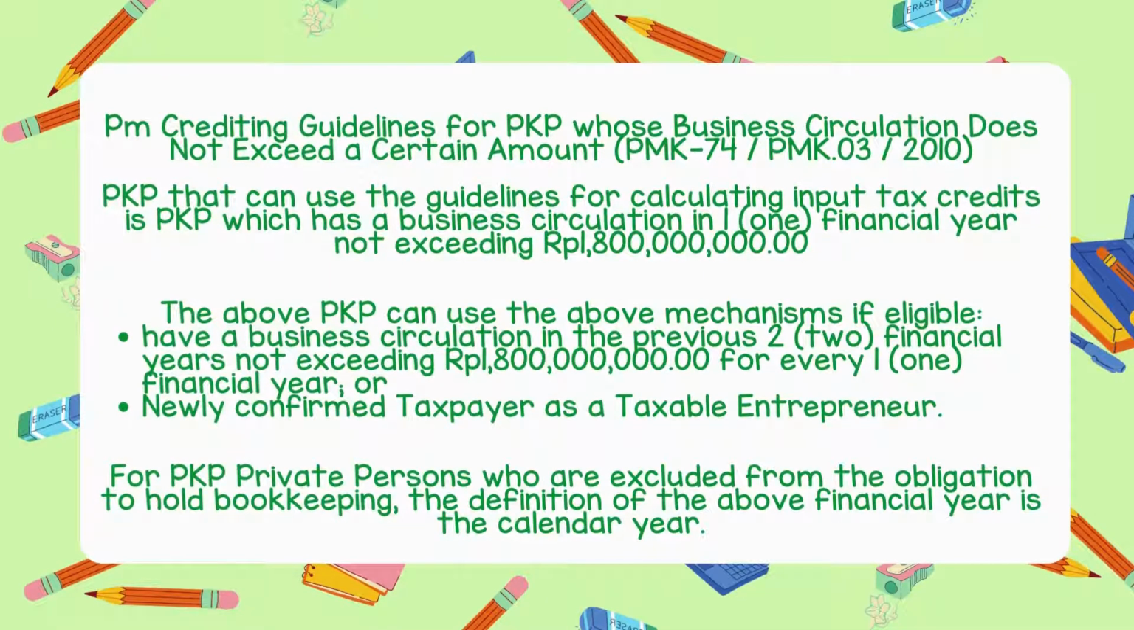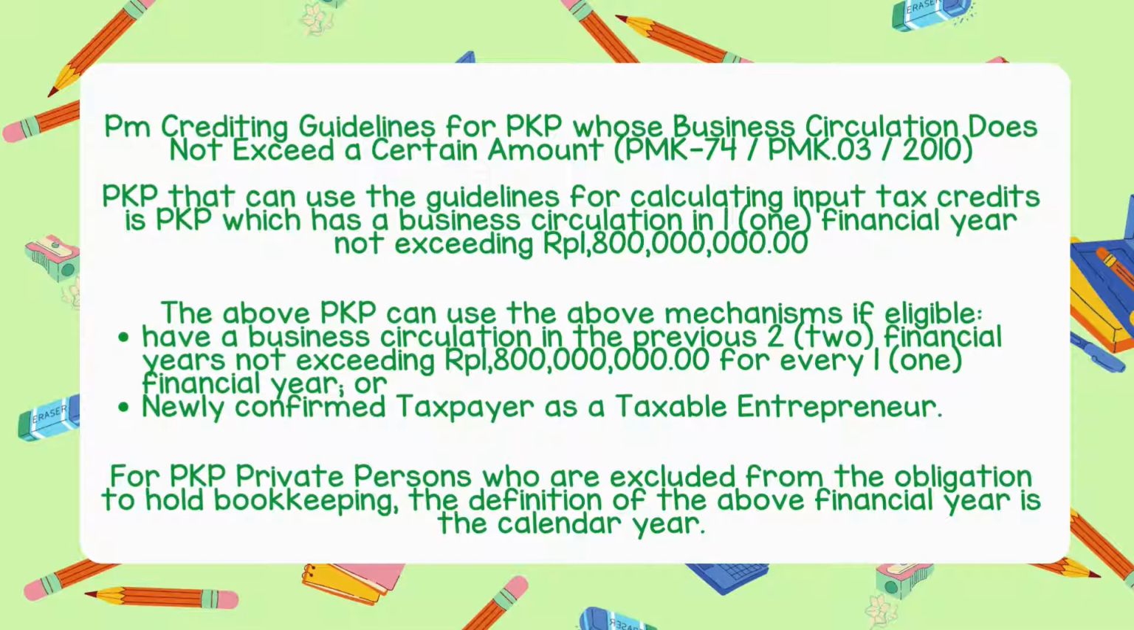PMK 74, PMK 3, 2010. PKP that can use the guidelines for calculating input tax credit is PKP which has a business circulation in one financial year not exceeding 1,800,000,000 rupiah. The above PKP can use the above mechanism if eligible, have a business circulation in the previous 2 financial years not exceeding 1,800,000,000 rupiah for one financial year, or newly confirmed taxpayer as a taxable entrepreneur.